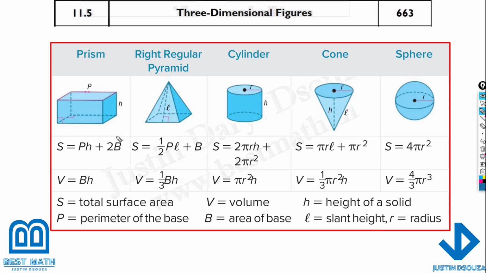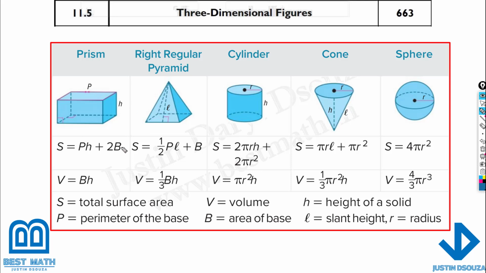What about P? P is the same thing. It will be the perimeter of the base. Here it is a rectangular or square base. Depending on the shape, you have to find the perimeter. B will be the area of the base. About volume, just divide by 3 here. So it's 1/3 of base into height.